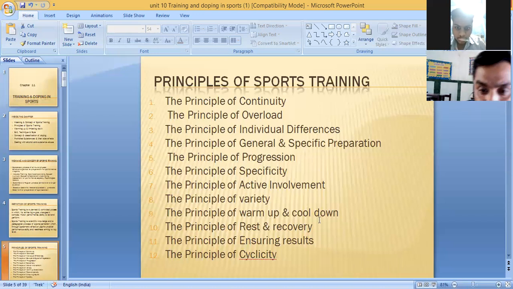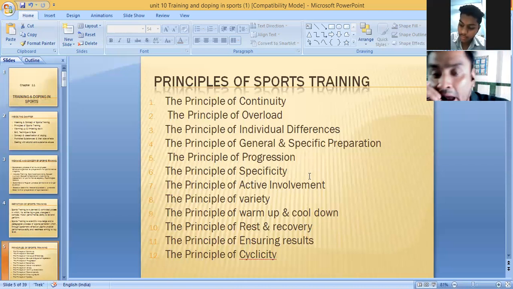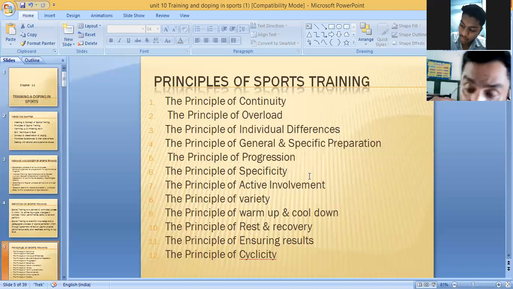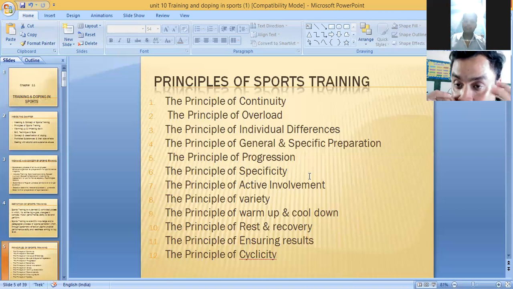Next is principle of warm up and cool down. Sir, what is the principle of active involvement? Active involvement means your involvement should be active. That means you must not feel lazy at the time of the training. If you are going for training, you and your coach must be active in that training process. You should involve physically, mentally, as well as spiritually. That is called active involvement. Got it?